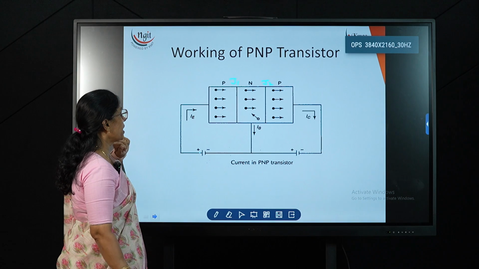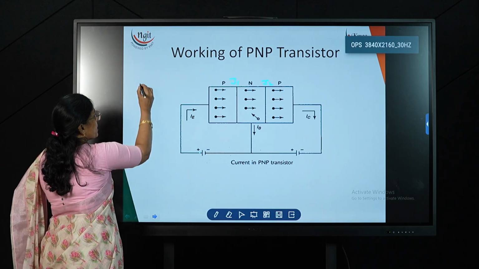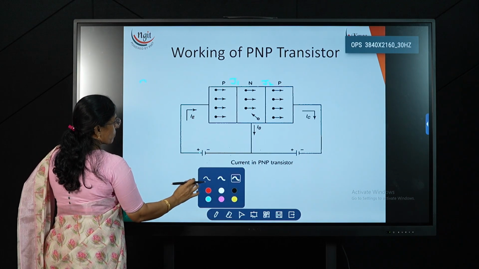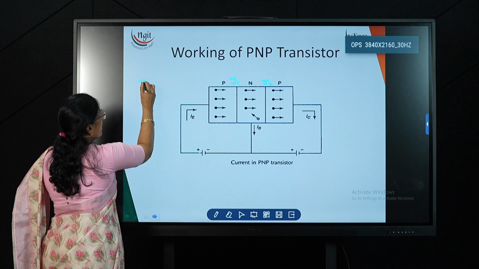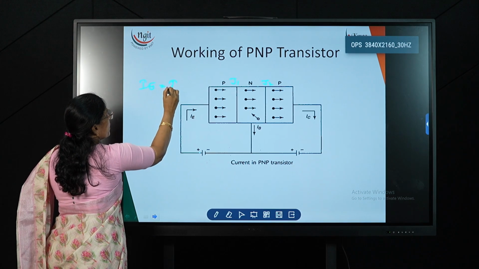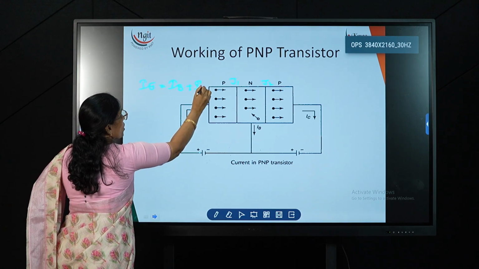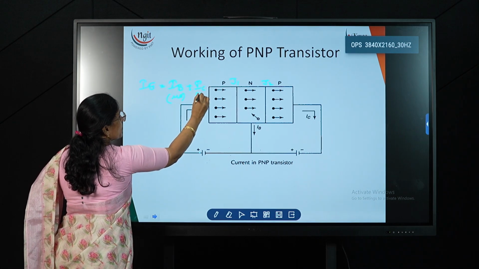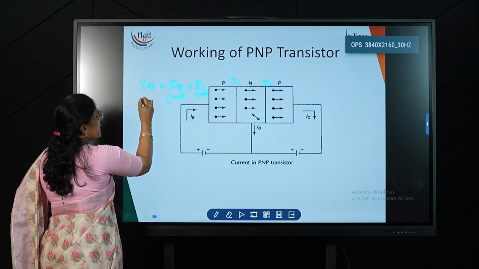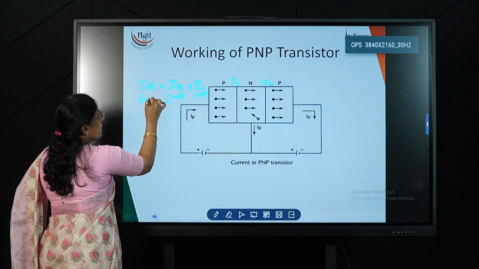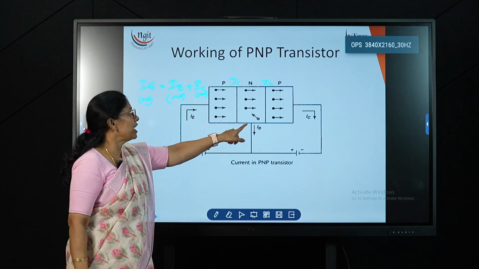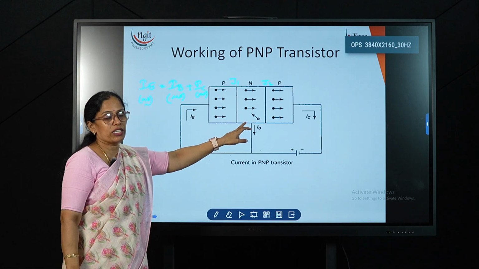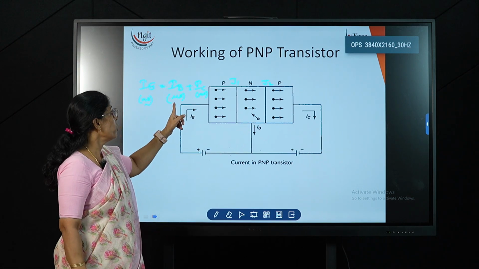Now the total current IE, which is generated by the supply, is equal to IB plus IC. Here IB is in the order of microamps and IC is in the order of milliamps, and IE is also in the order of milliamps. Because the base is lightly doped, the number of charge carriers is very small, and the current in this region is very small, in the order of microamps.